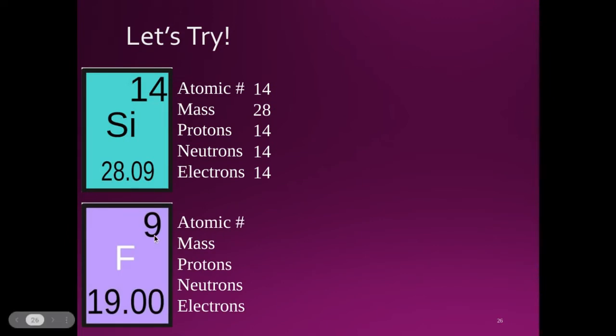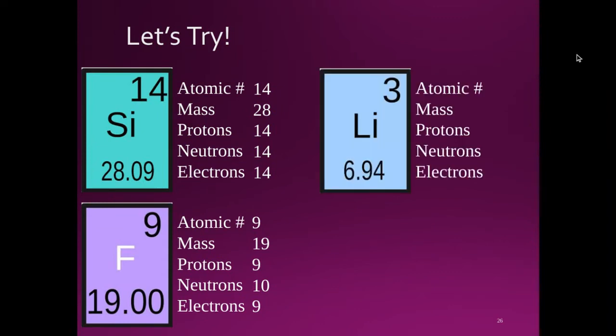Fluorine has an atomic number of 9, which means we have 9 protons and 9 electrons. But because that mass number is 19, we're going to take 19 minus 9 and we're left with 10. So that means we have 10 neutrons. So in one way, shape, or form, whether it's on the periodic table like this, or you're just told how many neutrons you have, you're going to be able to figure this out. You don't have to guess.